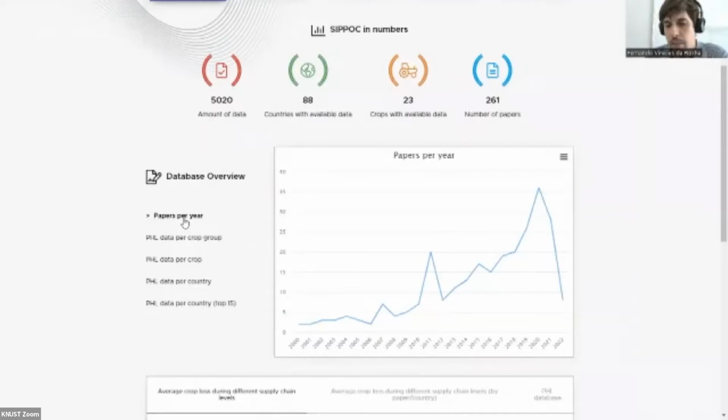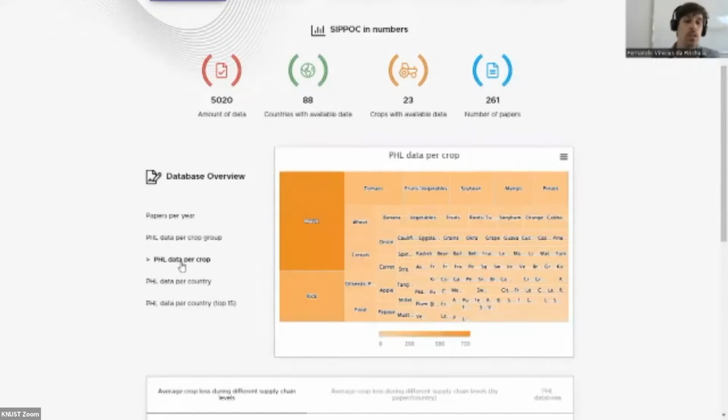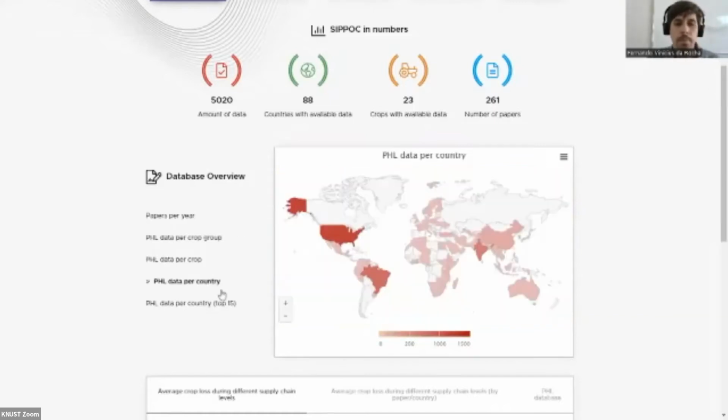In this last update, we added a little bit more papers from the last 3 years, in fact. So we have an overview about the post-harvest loss data, piece of information per crop group. Most of the data is cereals and fruits related. For post-harvest loss per crop, we have maize, rice, and tomato as the top 3 crops with information in this database. And here is the analysis per country.